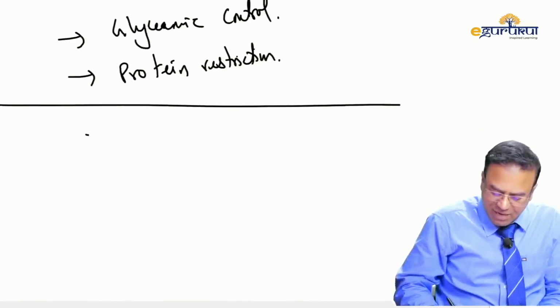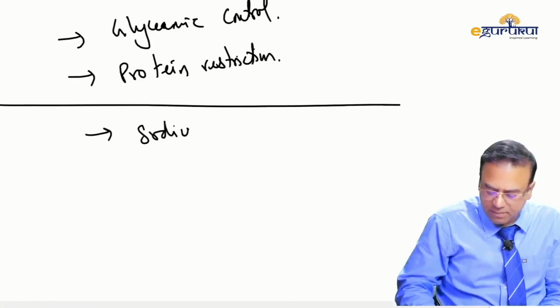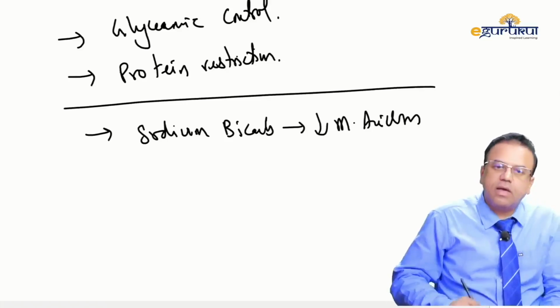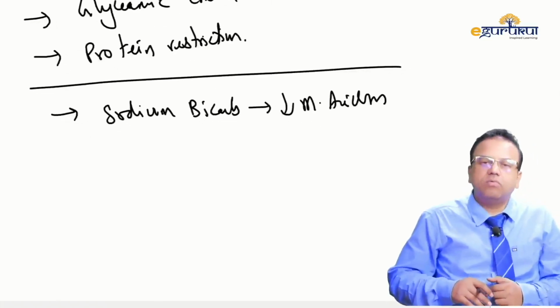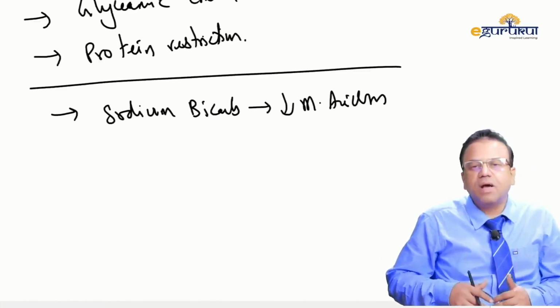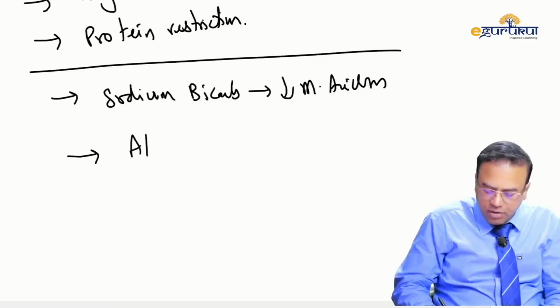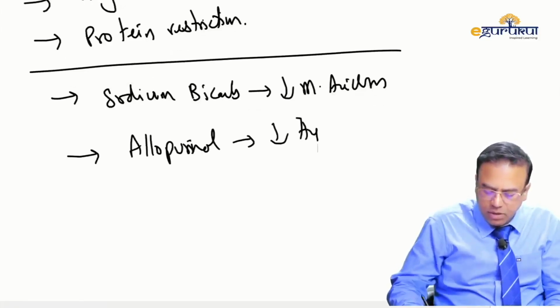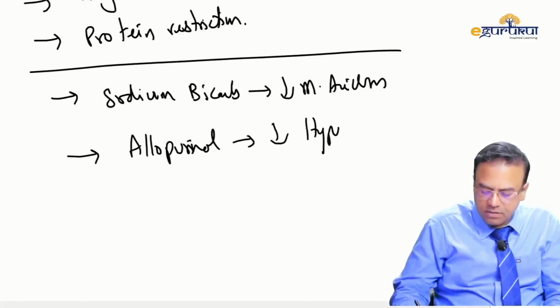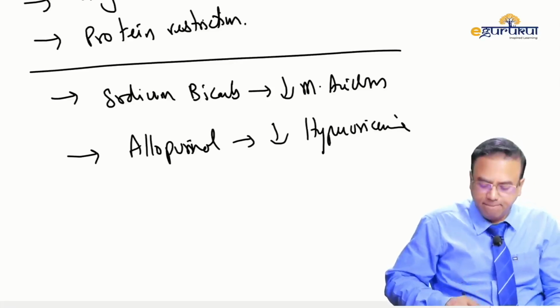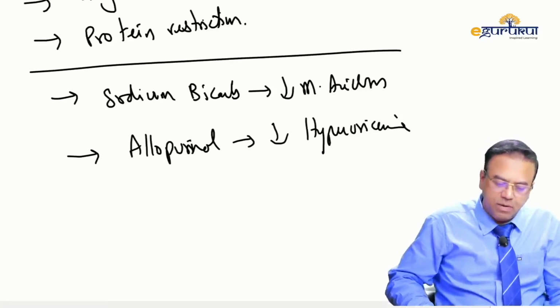What else might be beneficial is using oral soda bicarb to decrease the metabolic acidosis. This is showing promise, and although more studies are needed, as of now KDIGO has approved the use of soda bicarb in reducing metabolic acidosis. This has been beneficial. Using allopurinol to treat hyperuricemia, to reduce hyperuricemia, has even been shown to be beneficial in reducing the progression of CKD. So these are additional new things that are coming up now.